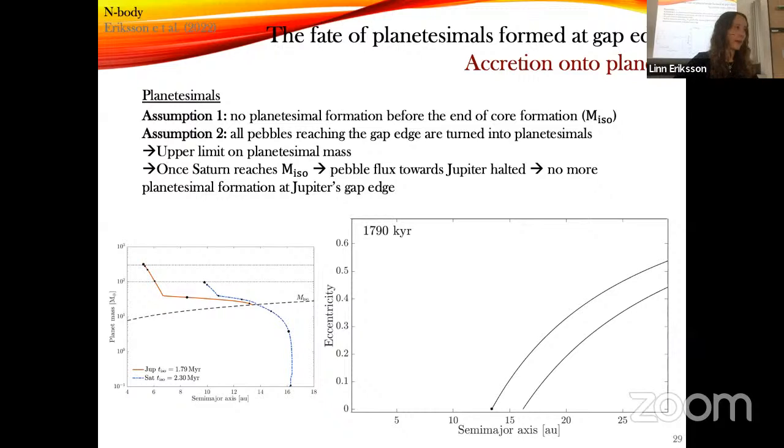So the assumption is not valid at all, in the sense that we don't expect the entire pebble flux to turn into planetesimals. However, the reason we do this is because then we get an upper limit. So if we accrete 5 Earth masses, we know that that's the upper limit. We cannot accrete more because there literally isn't anything else to accrete. So that's why we make the assumption. In reality, we have no idea what this is, because it depends on the efficiency of planetesimal formation, which is very, very unknown.